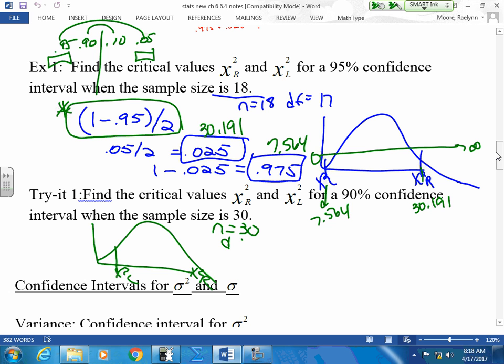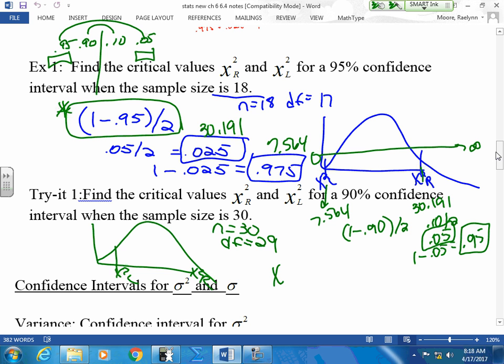What's my degrees of freedom? Okay, I do the same way I always did. 1 minus 0.90 divided by 2. You can do it in your calculator. 1 minus 0.90 gives me 0.10. Divided by 2 gives me 0.05. If I do 1 minus 0.05, what do I get? 0.95. So these are the two guys I'm looking up.